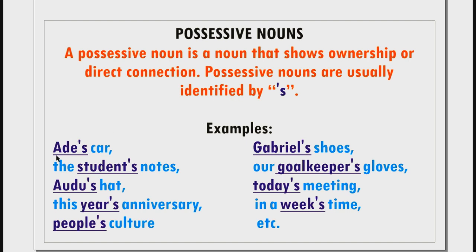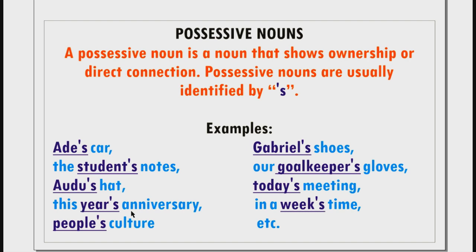For example, Ade's car. So if you look at the name Ade, there is an apostrophe and a letter S after the name Ade. So Ade's car, meaning that the car belongs to Ade. Here we have Gabriel's shoes. Gabriel, apostrophe and the letter S. This is a possessive noun. Gabriel's shoes. The student's note, our goalkeeper's glove. Today's meeting, this year's anniversary, all of these are examples of possessive nouns.